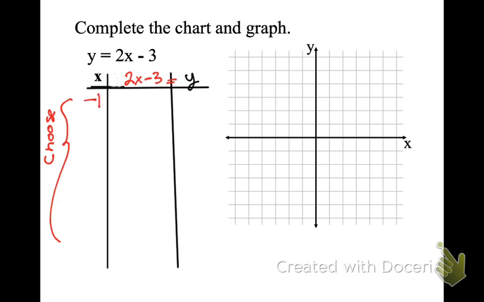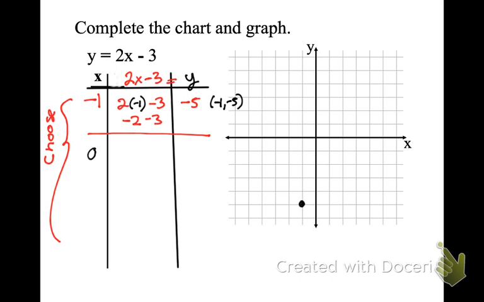So let's start with negative 1, right? So 2 times negative 1 minus 3. 2 times negative 1 is what? Negative 2. Negative 2 minus 3, what does that simplify to? Negative 5. All right, so there it is, and that's my ordered pair. The ordered pair is negative 1, negative 5. Okay, so I'm starting at my origin, and then I'm going to go across 1 and then down 5. Right? Negative 1, down 1, 2, 3, 4, 5.